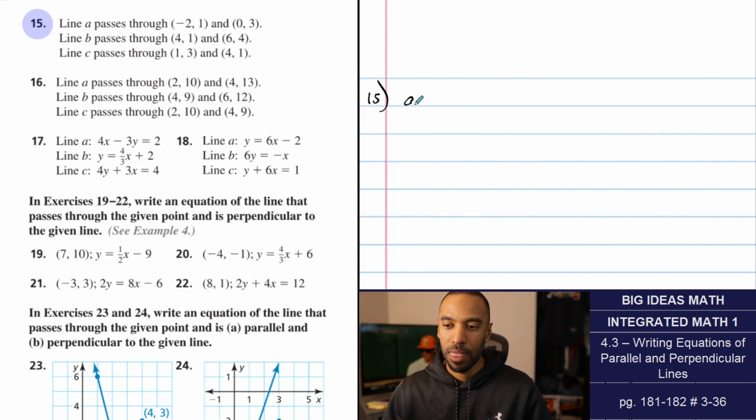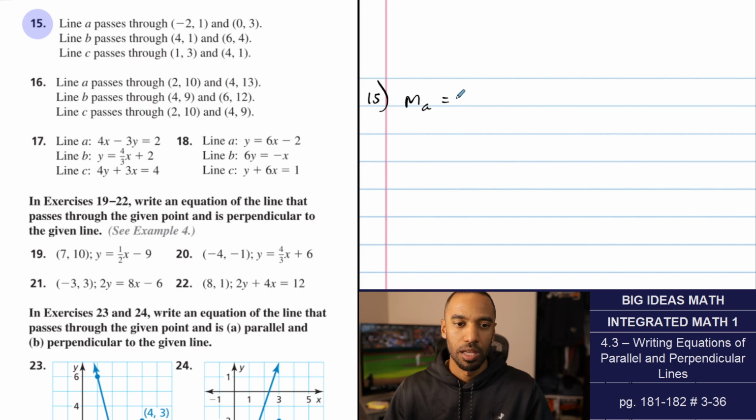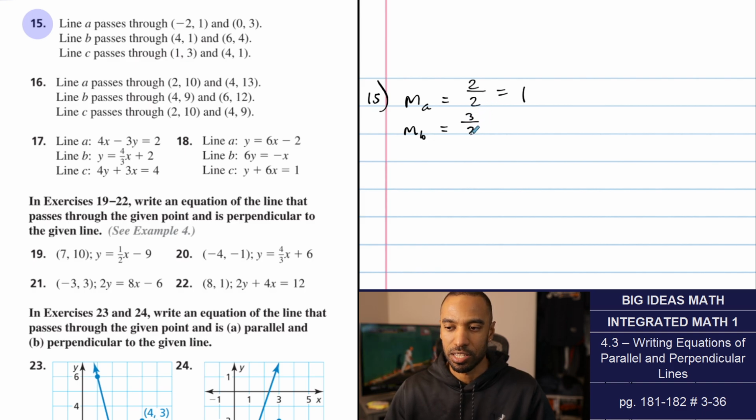So for A, in this case here, the slope of line A, I should say. Let's do again, I can probably do some of these in my head. So I'm rising from 1 to 3. So that's 2. We're running from -2 to 0. That's 2. And it's +2. So you get a +1 on that. B, the slope of line B. We're rising from 1 to 4. That's 3. We're running from 4 to 6. That's 2. 3/2 does not reduce, so we'll leave it like that. So not parallel.